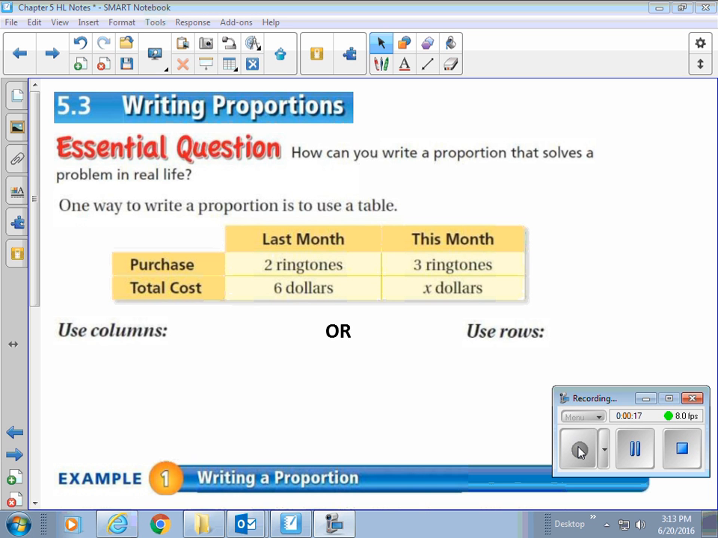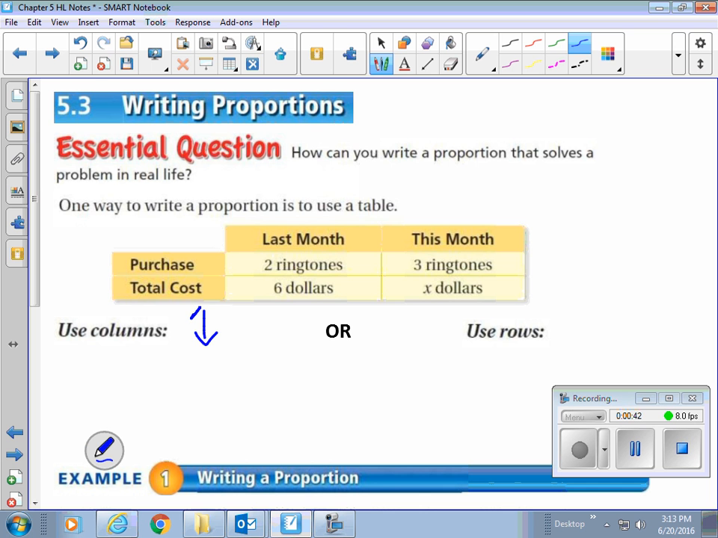So if we look at this table here, we're looking at last month versus this month. We purchased 2 ringtones last month and it cost us $6, and this month we purchased 3 ringtones, and we want to use that information to figure out how many dollars it would cost us this month. So there's two ways of doing this by looking at this table. We're either going to use columns. We know that columns go vertically, up and down, or we could use rows, and rows go horizontally, left to right.